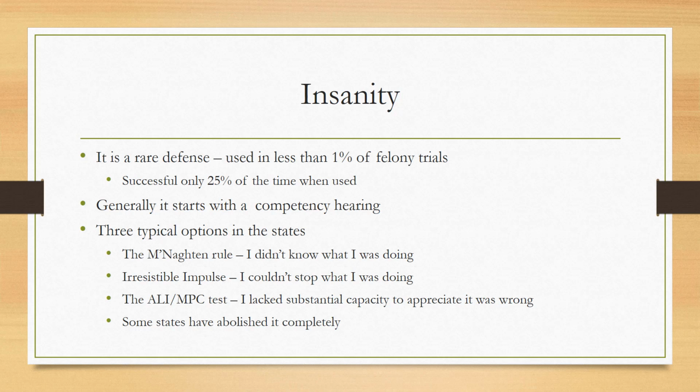1% of them might raise the insanity defense. Okay, well, 1% of 4,000 is 40. And 25% of the time, when opposed, it's successful. So out of the 40 people in the United States in a given year that might raise insanity, 10 people in the whole United States would be able to use insanity successfully. So you can see it's pretty rare.